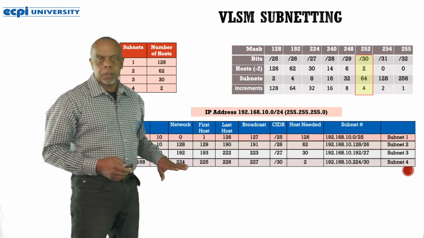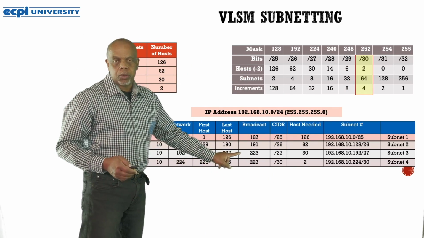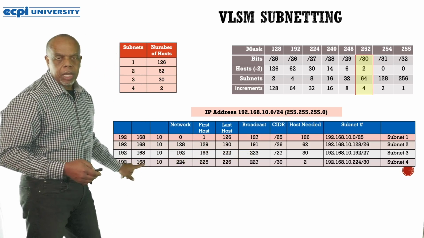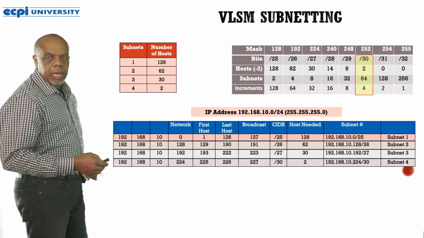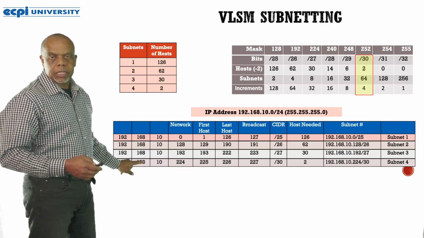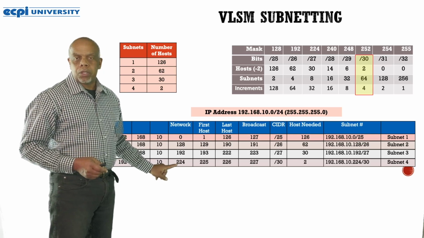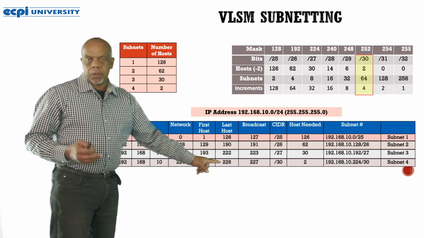by 4. So now I start where I left off before. 223 was the last IP address in the third range. So on my 4th subnet, it starts at 224. So the ID is going to be 192.168.10.224, and it increments by 4. So I got 224 to 227. Those are the 4 IP addresses.